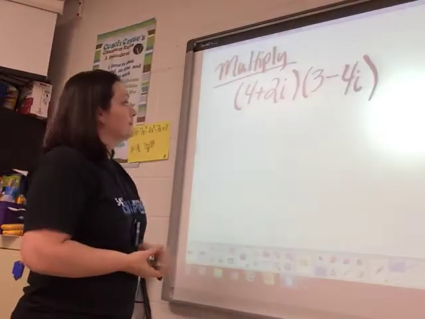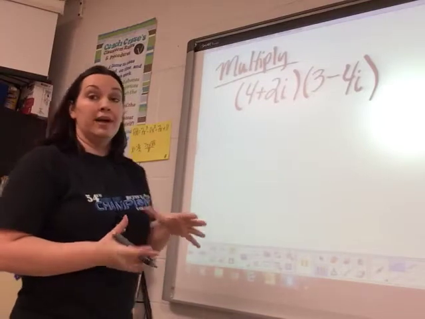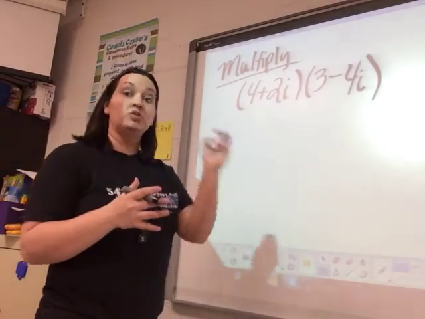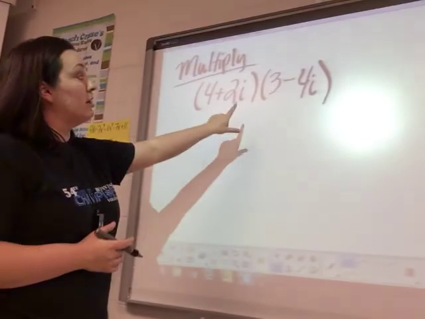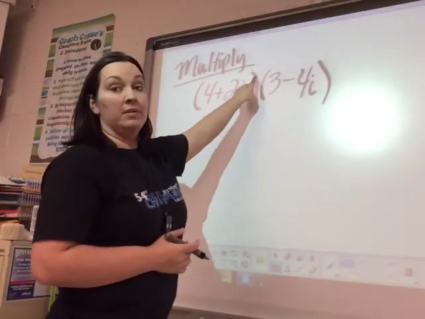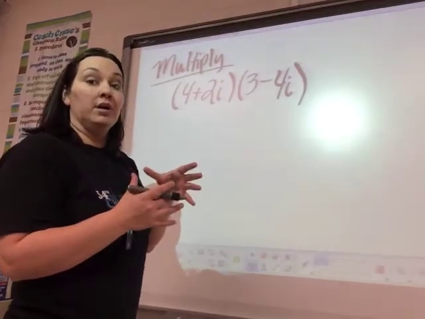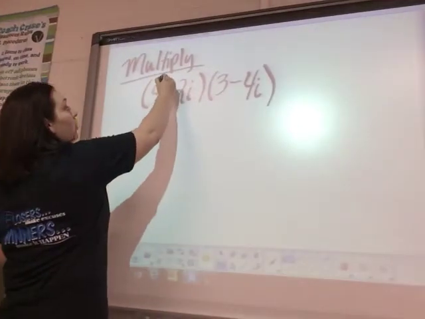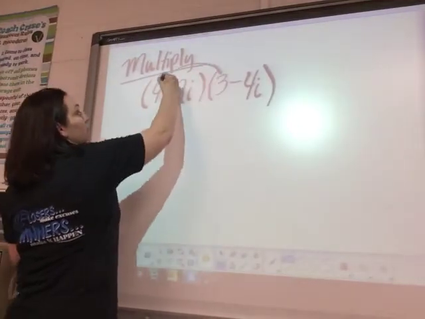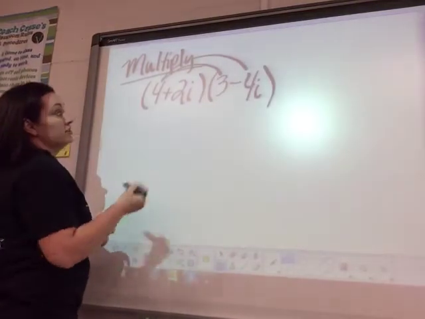Let's multiply. Now, multiplying is your FOIL method. You're distributing twice. I know I'm multiplying because there's not a plus sign in between my two parentheses, or a minus sign for that matter. So I know I have to multiply. So you're going to take your 4 and multiply with your 3 and your negative 4i. So let's do that first.